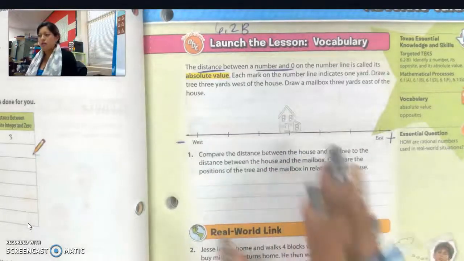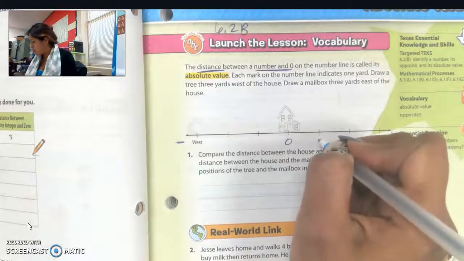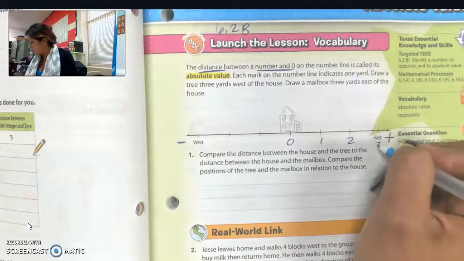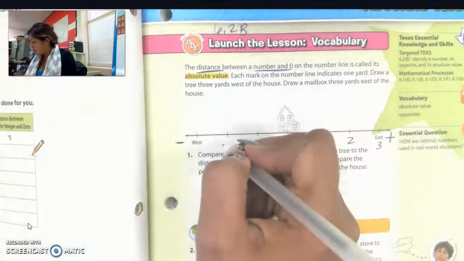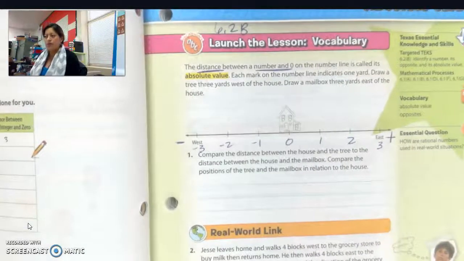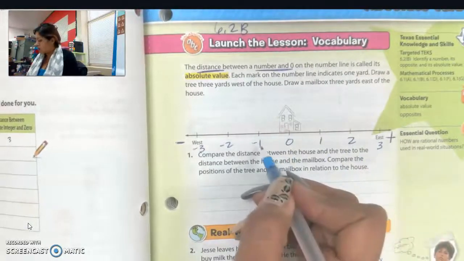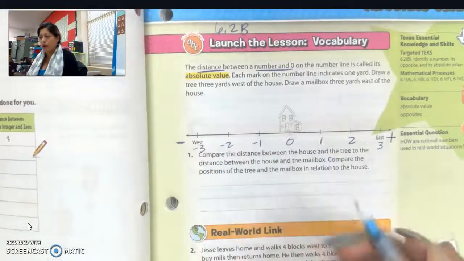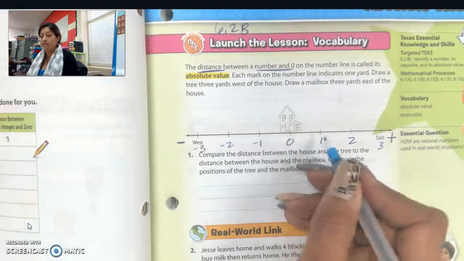But so for example, this is 0, this is 1, this is 2, this is 3, this is -1, this is -2, this is -3. But when we do absolute value, we don't see these negatives. We just talk about it like it's a distance.